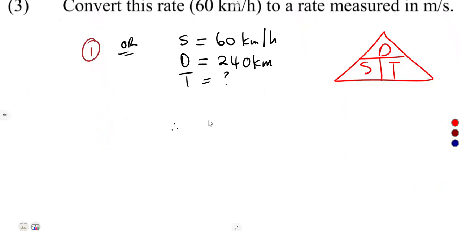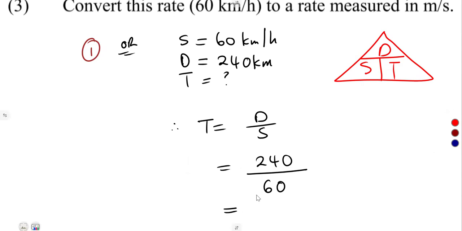So therefore, T is distance over speed. What is our distance? 240 over the speed 60. So that was going to give us 4. Remember, kilometers per hour means your time is in hours. So that was going to be 4 hours.